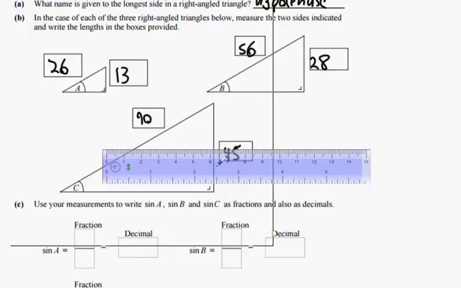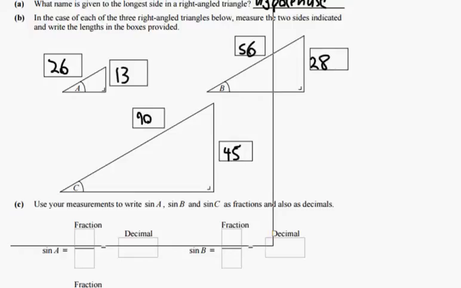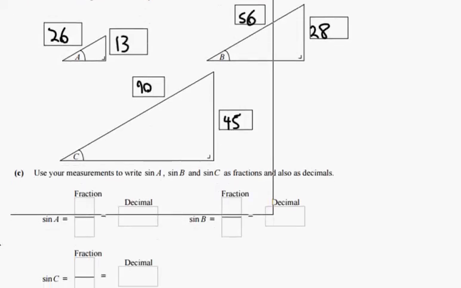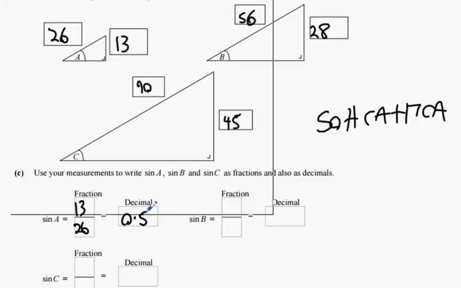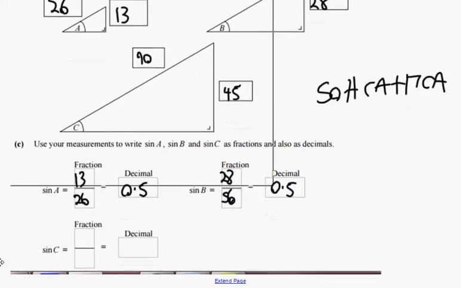Okay, so let's work with sine A. What's sine A? Opposite over hypotenuse, which is 13 over 26, which is 0.5. Next, 28 over 56, which is 0.5. And the last one, 45 over 90, which is? Okay, what can you say about all the angles?